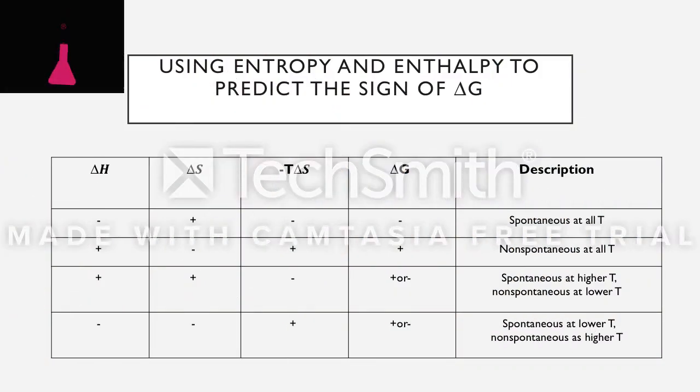This table lays out how to predict if a reaction is spontaneous or non-spontaneous at certain temperatures. In order to determine that, we will look at delta H, delta S, negative T delta S, and delta G. Before going into detail with each row, I would like you to take a look at column delta S and column negative T delta S. As you can see, these signs are always opposite. This is important for later on.